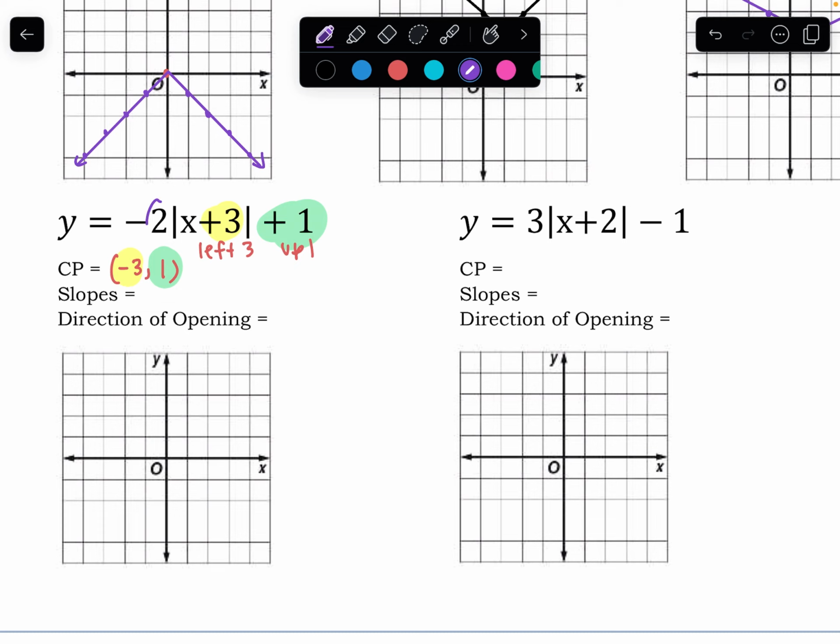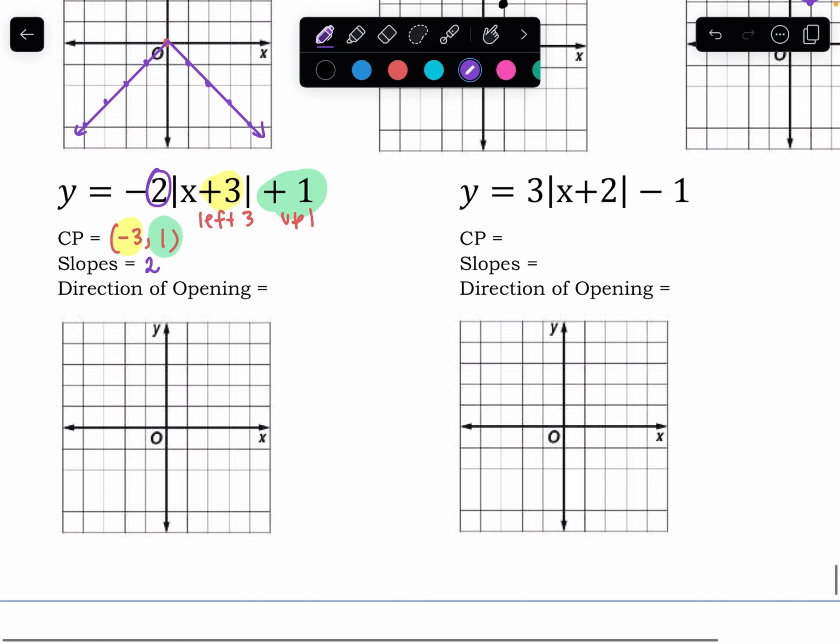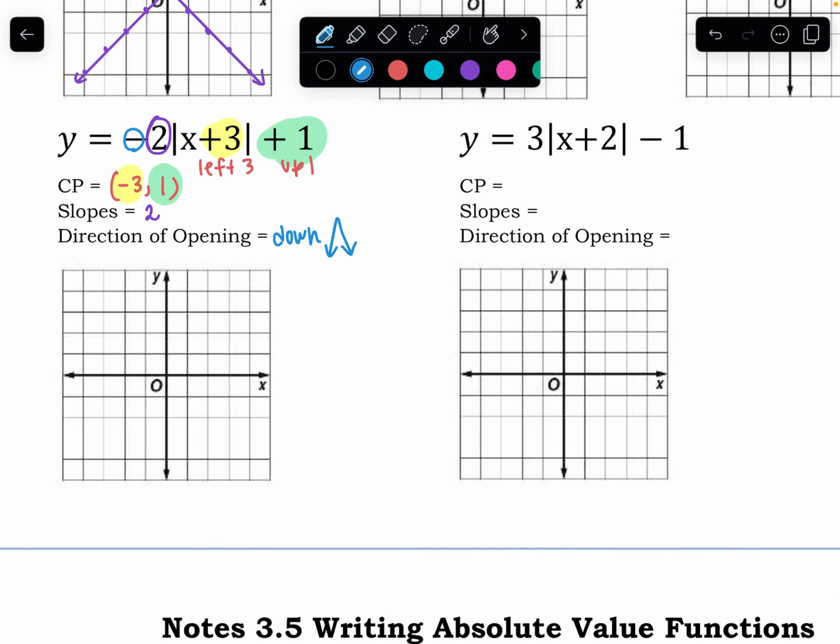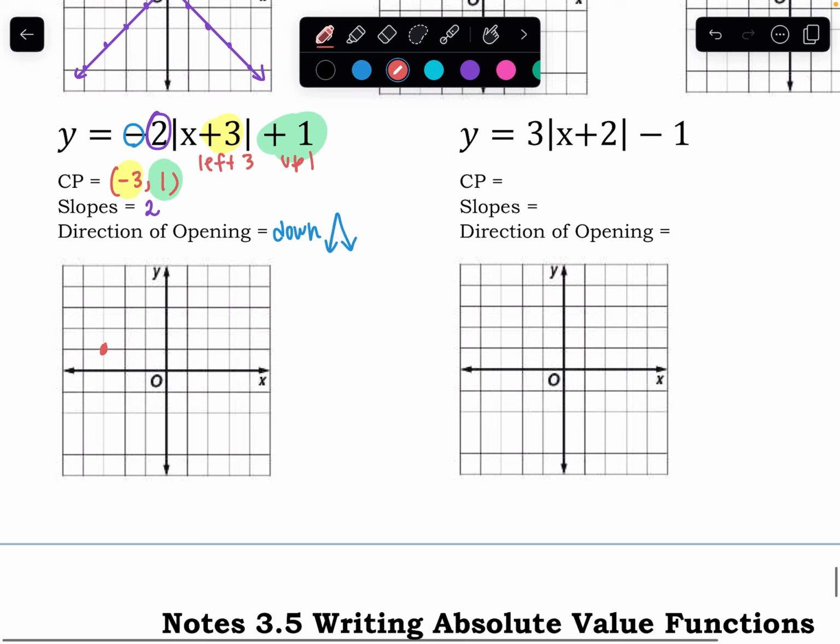And then our slope, we're just looking at the 2, not the negative, and so the slopes would be 2 on each side, and then this negative outside means it's opening down. Ignore the negative when you're thinking of slope because you'll have the positive and negative. And so we'll graph the critical point at -3, +1. And then for the slopes, we're going to go down because of the negative. So down 2 units over 1, down 2 units over 1.